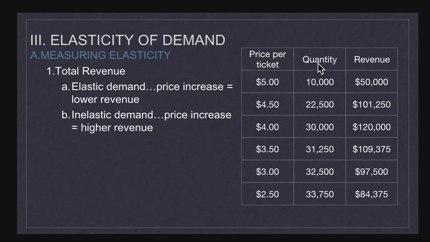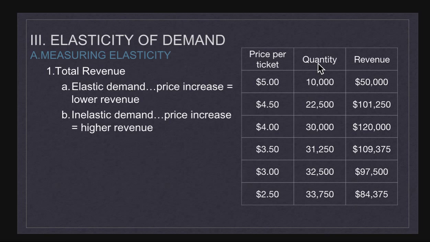buy that. Now, we look at this table over here, and we can see the point at which it all of a sudden changes, where we had the price per ticket at $2.50. We were selling 33,750 tickets, giving us a total revenue of $84,000 and change. We raised the price to $3. We are going to sell fewer tickets. Notice that it still follows the law of demand. We're selling fewer tickets, but our revenue goes up. Okay, so it seems to be inelastic here at this point.